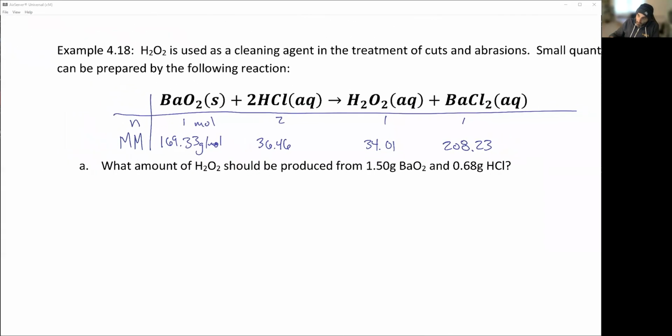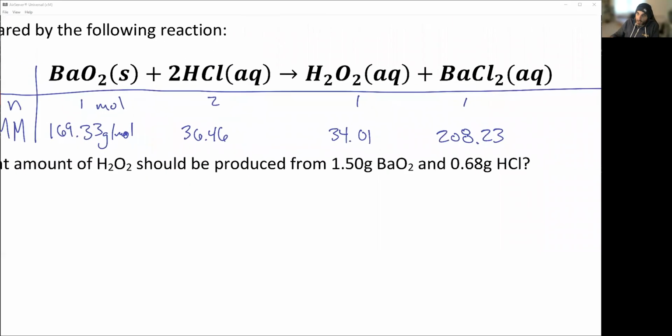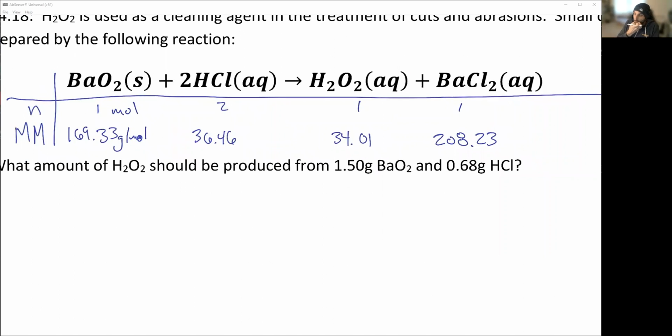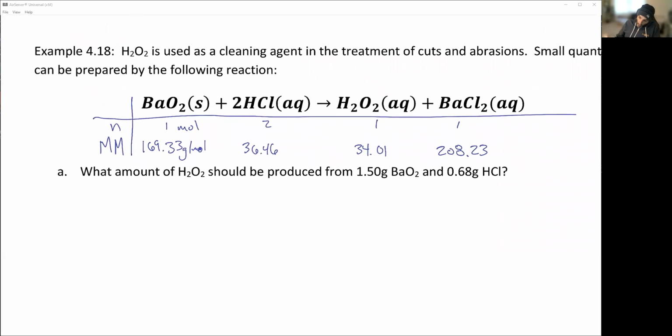Okay, so this is what I calculated. Barium peroxide, BaO2, is 169, HCl is 36, H2O2 is 34, and barium chloride as a product is 208.23. So what amount of H2O2 should be produced? This is our target. We want to solve for H2O2, which means that for both of our starting materials, we're going to do two separate calculations.